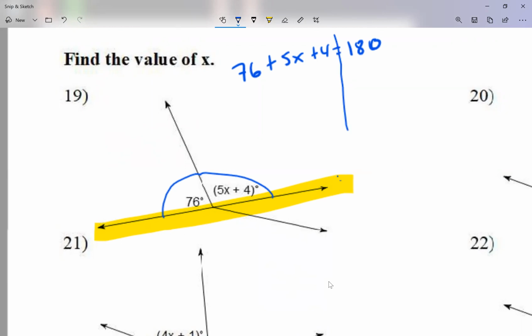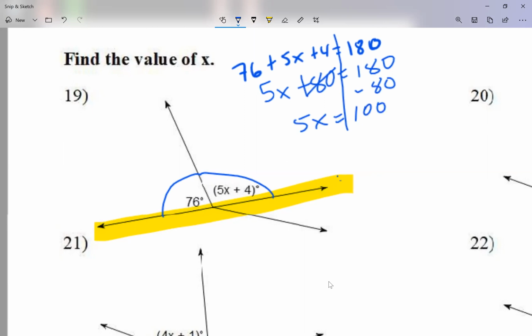Let me combine my like terms on the left. When it comes to letters, I just have 5x. 76 plus 4, that's 80. And all this is equal to 180. Now, let me move the plus 80 to the other side as a minus 80. So I get that 5x is equal to 100. To get x by itself, let me divide both sides by the number in front of the x. Let me divide by 5. So x equals 20. All right, it wasn't that bad.